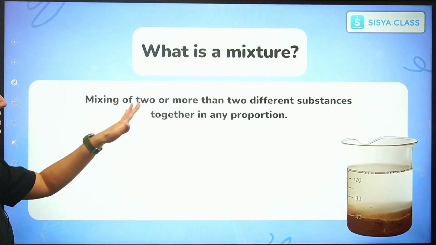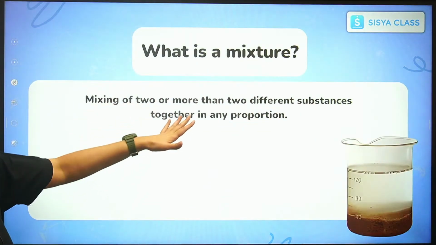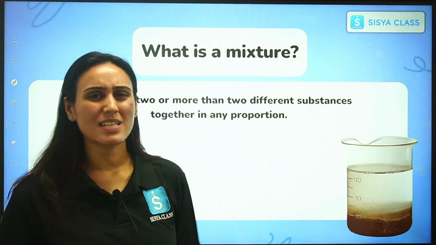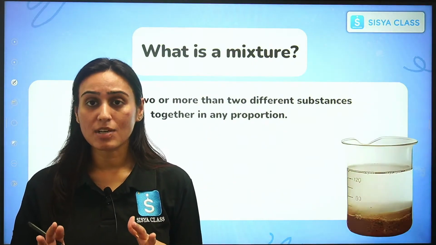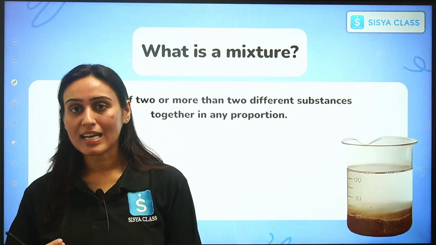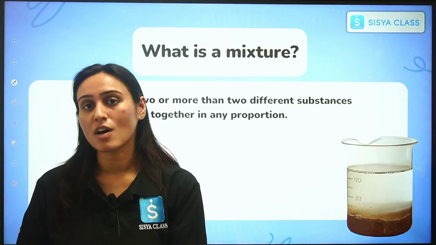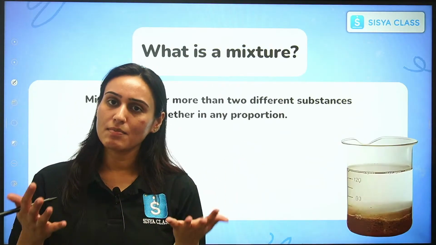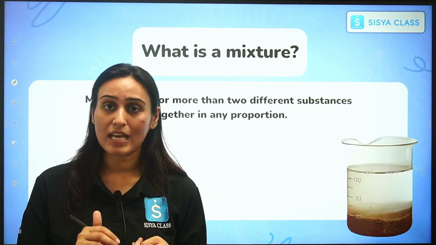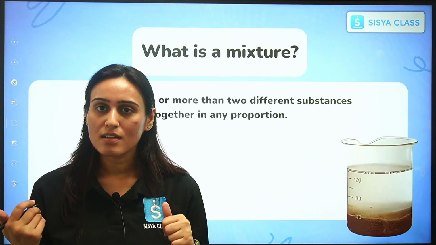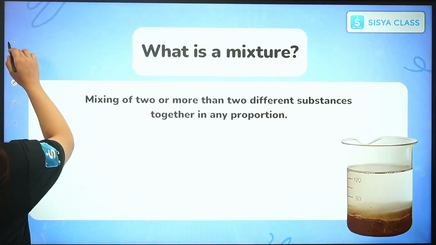So, mixing of two or more components from two different substances which are present in any proportion together, that we will call a mixture, and we are trying to separate those components of the mixture by different methods. So we are going to learn about four such methods today: hand picking, sieving, threshing, and finally winnowing. Okay, let's start with the first one, everyone.